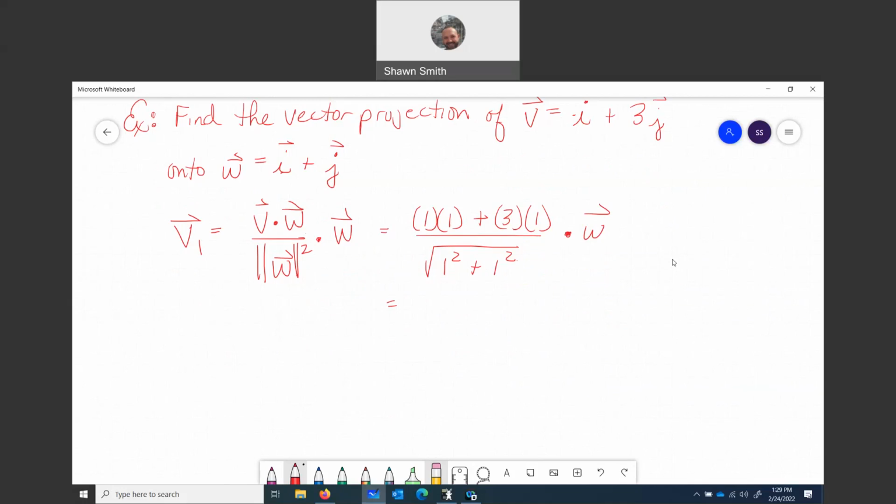All right, so that's 1 plus 3 on the top is 4 over the square root of 2, all squared, times W. I'll write in what W is in a second, but we're just trying to get the scalar right now. So that just gives us 2 in the denominator, right? 4 divided by 2 is 2 times W, and 2 times W is going to be 2 times I plus J. So V1 is 2I plus 2J.